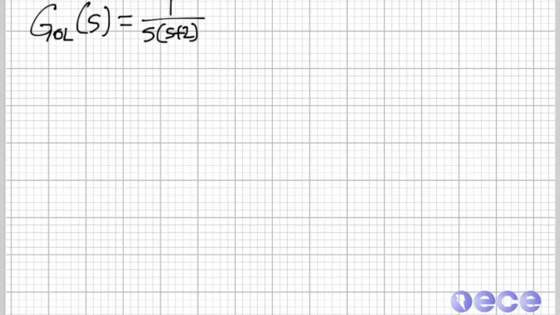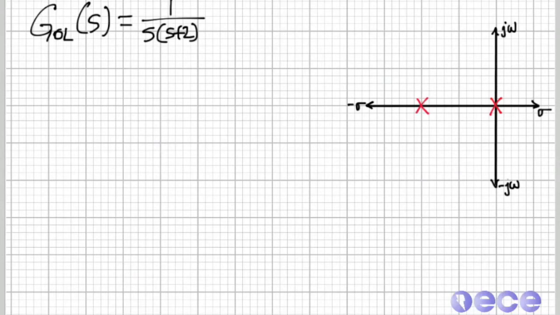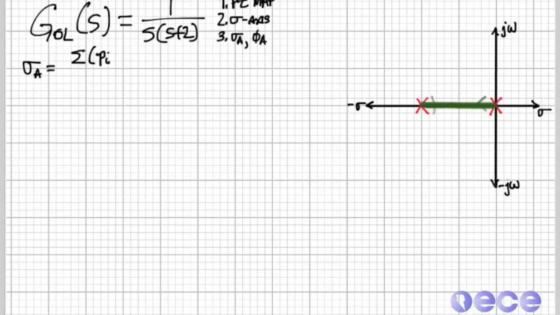Again, our open loop transfer function G, which is the transfer function of the plant, is 1 over s times (s plus 2). If I plot this in the frequency domain, the s domain, I have a pole at 0 and a pole at minus 2. First I'm going to draw the pole-zero map. Then I'm going to draw the real axis points. Next I'm going to calculate the location of the centroid of the asymptotes and the angles of the asymptotes.